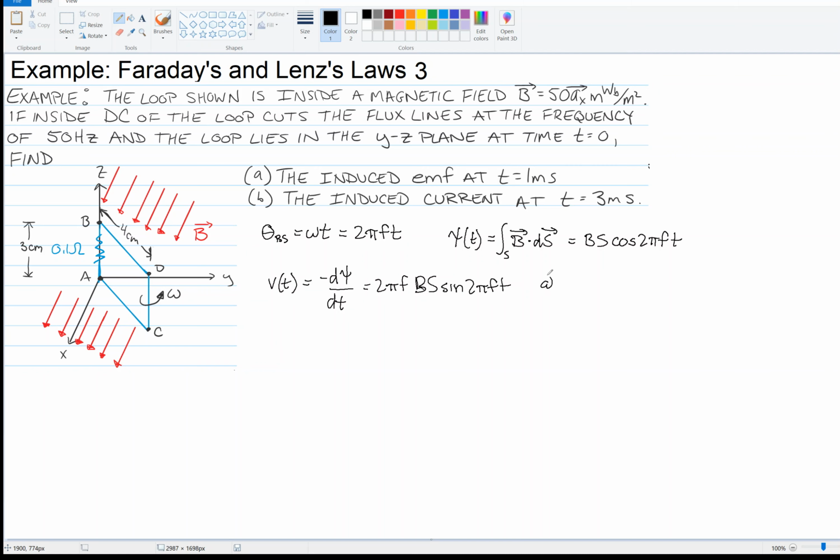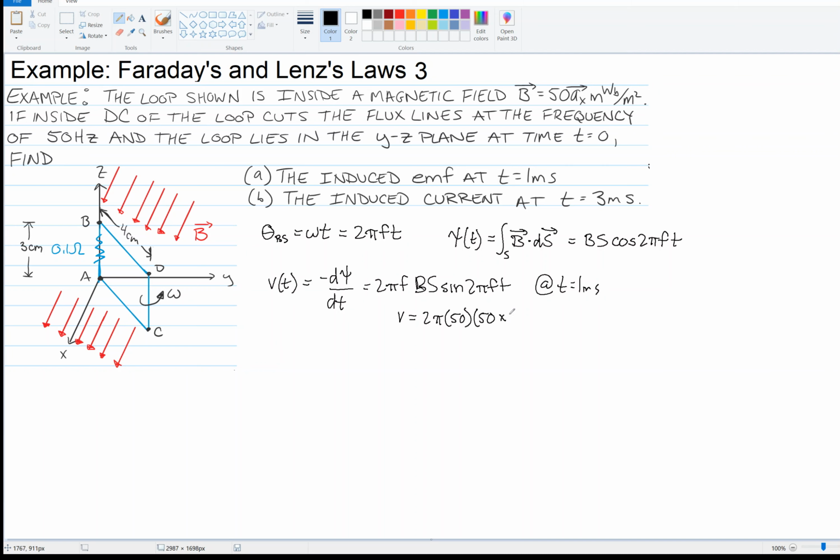And so then, this is part A, by the way. I didn't mention that, but yeah, this is part A. If I want the induced EMF at t equals 1 millisecond, I need to plug in 1 millisecond into the t here, so that's no big deal. So I get the voltage, I'll just write V equals 2 pi times the frequency 50 hertz, and B I have to be careful about.